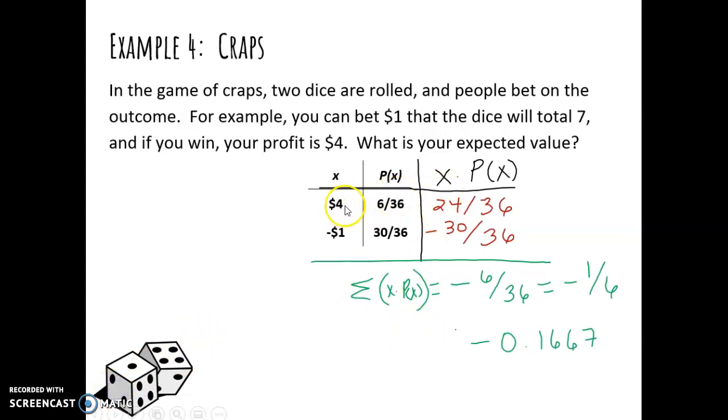Okay, here it is by hand. We multiplied. I left them as fractions. I did not reduce them. It made it easier to add. Multiplied across and then add them together. You get negative 6 over 36, which is the same as negative 1/6, or negative 0.166 repeating, which rounds to negative 0.1667. So you could expect a loss at this game.